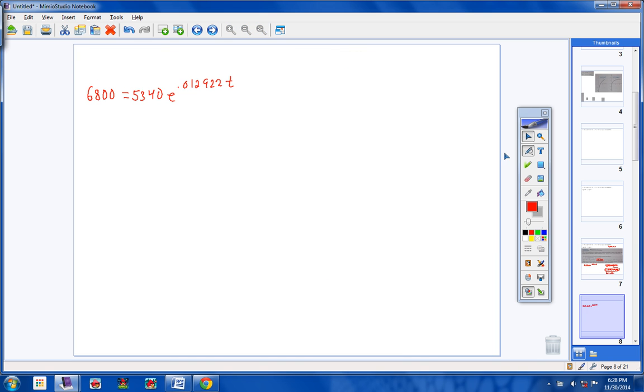First of all, we're going to get the base of the unknown all by itself. So I'm going to divide both sides by 5,340. Okay, so 6,800 divided by 5,340. And when I do that, I'm going to get this right here. I'm going to round it to a pretty long place. 1.273408 equals e to this power right here.